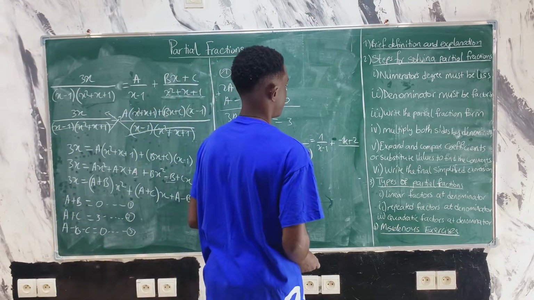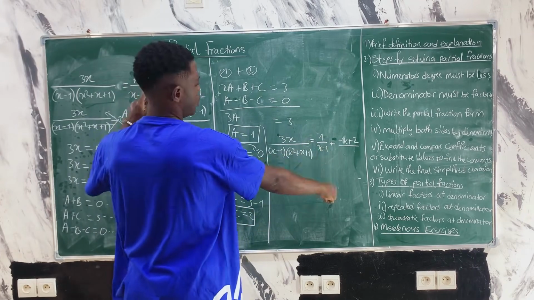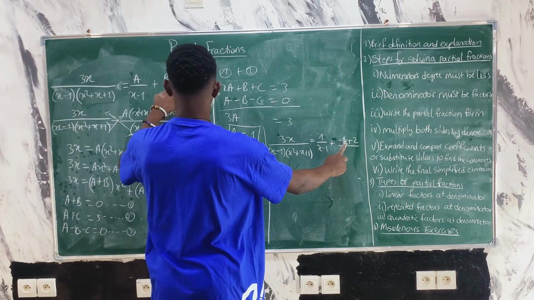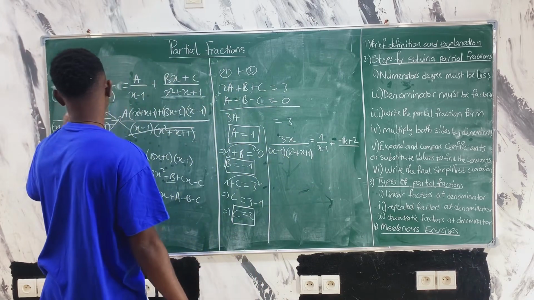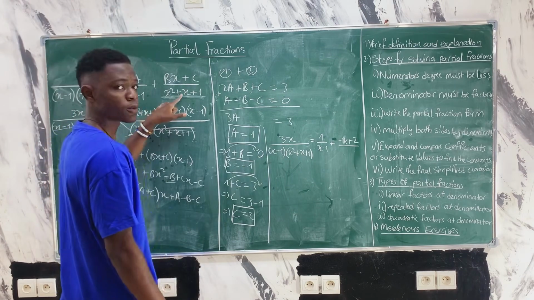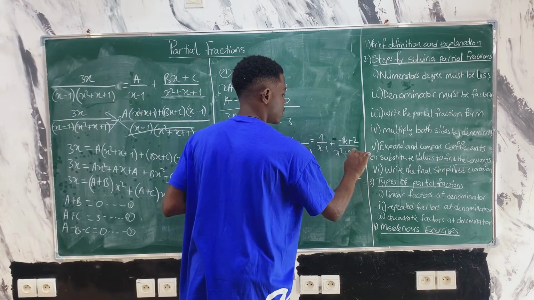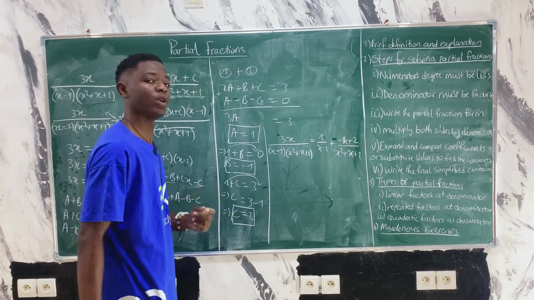So here I'll put the value of a, which is 1 here. I'll put the value of b. b is minus 1. Minus 1 times x is minus x. Plus we have put the value of c. c is 2, divided by x squared plus x plus 1. I can choose to read your answer like this.